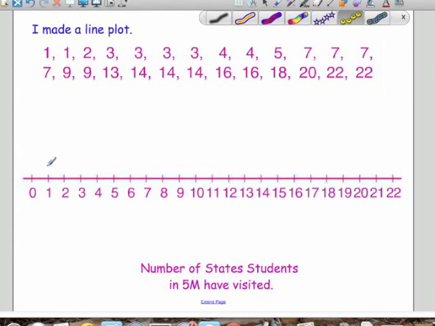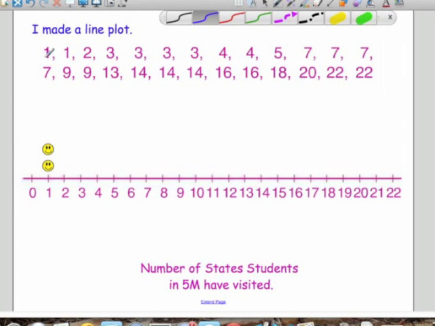So one person said 1, and then another person said 1. So I'm going to put 2 marks above the 1s. If you want to go along, you can cross these out as you go. Next I have one person that said 2. I'm going to put 1 here. Now notice I'm going to make my smiley faces as close to the same height as possible. I don't want my number 1 up here to be as tall as the 2. I want to visually make this easy to read. So I'm done with number 2.